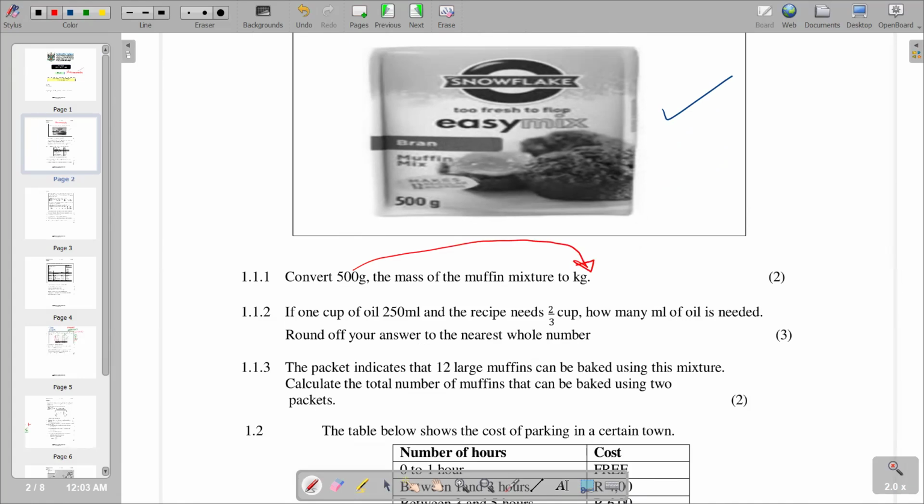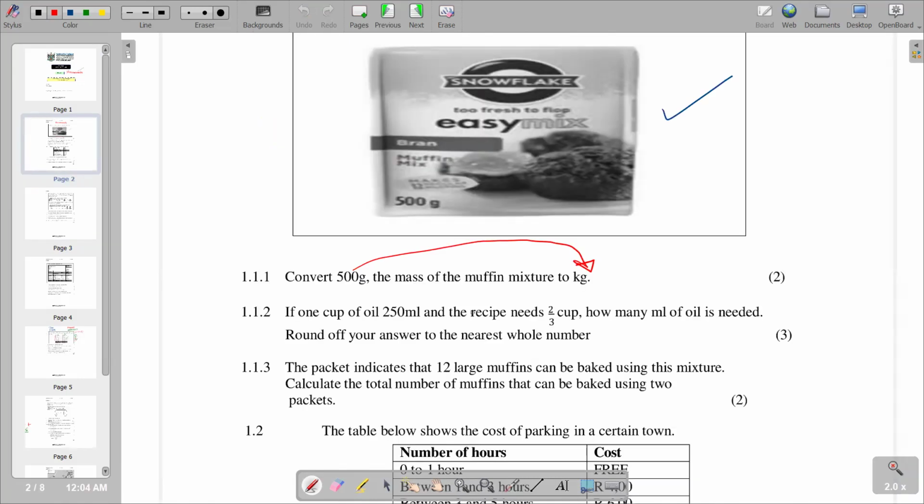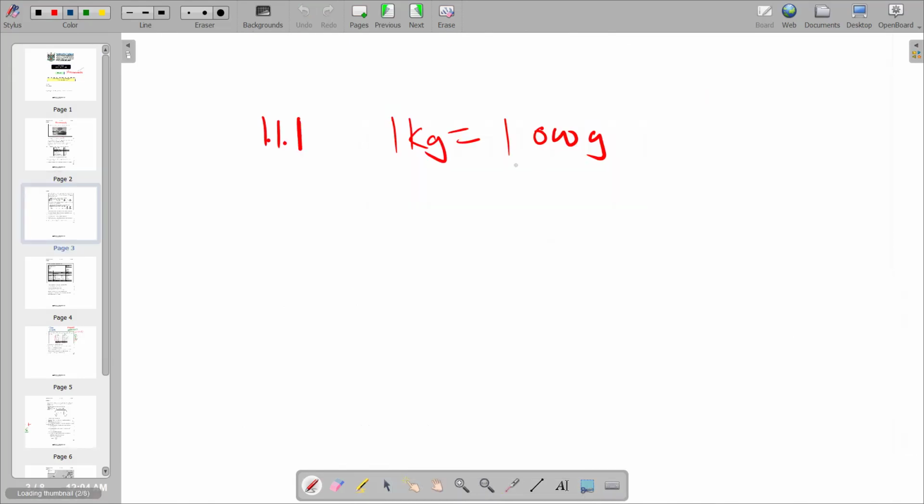So basically, we are supposed to first know that 1 kg is equal to 1,000 grams. So we are saying 1 kg is equal to 1,000 grams. The question requires us to convert 500 grams. So it means we can just say our 500 grams is the one that we are looking for.